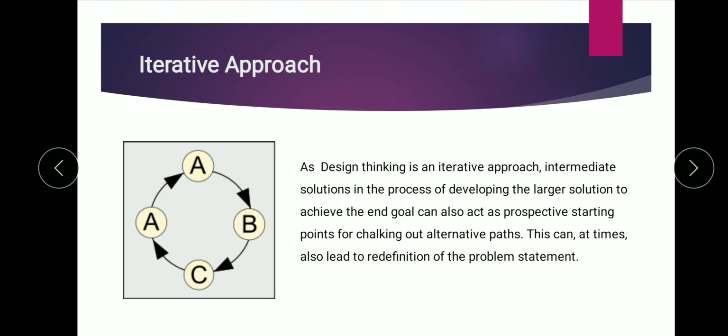So it's an iterative approach. You are at stage A, you go to stage B, or maybe you need to come back to stage A, work on the same stage, or you go to stage C. Again, you need to come back to stage A. This will be very useful for the customers because their product at the end of the day becomes more refined.